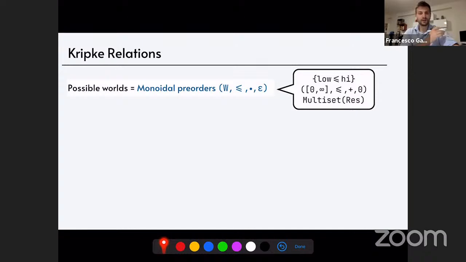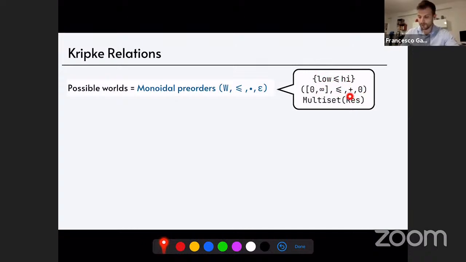And in particular, because the calculus has a linear base, what we take as possible worlds are monoidal preorders, which are just monoids with a preorder on top of that. And again, examples, that's just mathematics, but for this talk, just think about examples. What we have, well, it's very trivial, a monoidal preorder, because we have essentially no monoidal structure, of security levels. So a user has either low security level or high security level.